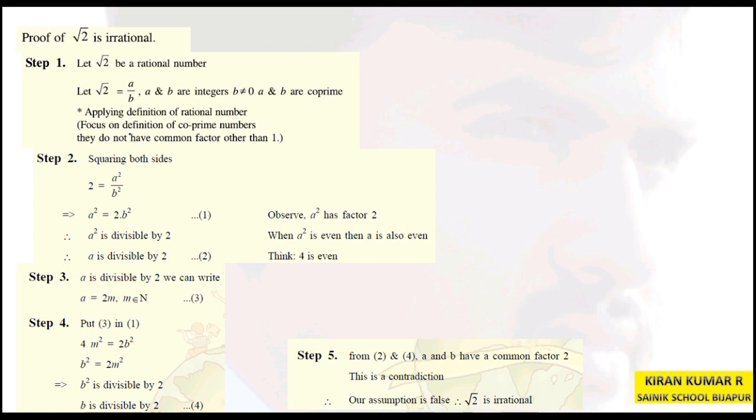We have another proof showing root 2 is an irrational number. It is explained here with some steps. The first step is we will consider root 2 to be a rational number. So by the definition of a rational number, it is in the form of a by b, where a and b are integers and b is not equal to 0. In this case, a and b are co-prime. The meaning of co-prime is their highest common factor is 1.